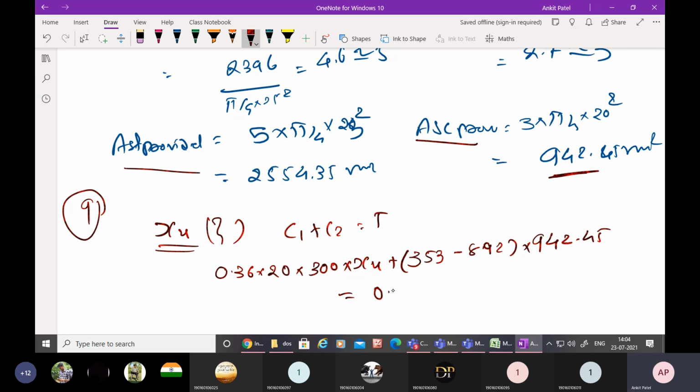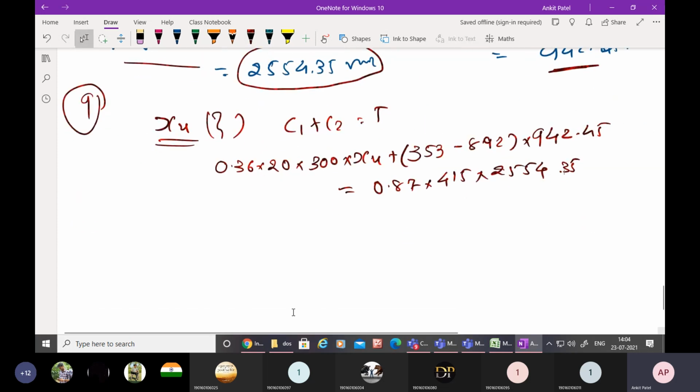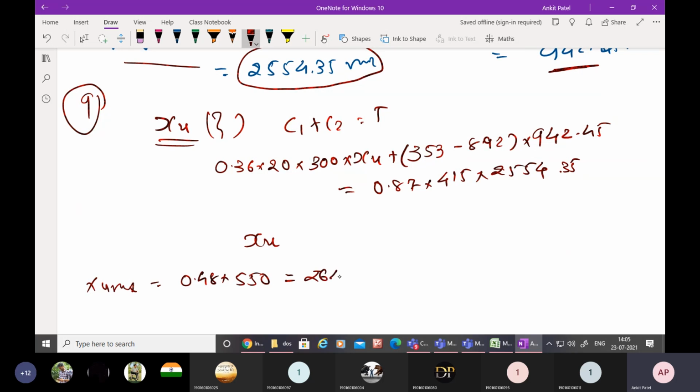Clear? This is equal to 0.87 into FY, which is 415, and AST. So the AST we need to use is 2554.35 mm square. From that you need to calculate the value of XU. And XU max, just calculate the value of XU max, that is 0.48 into D, which is 550. So this is 0.48 into 550, which is 264 mm.